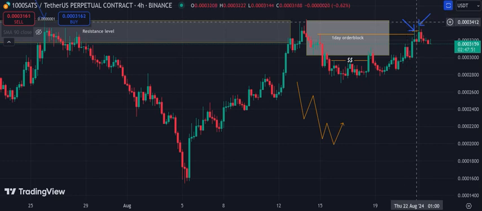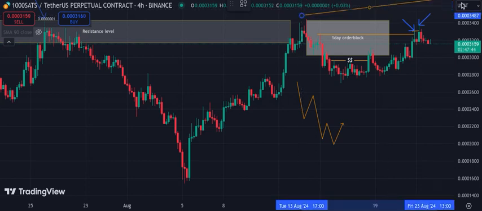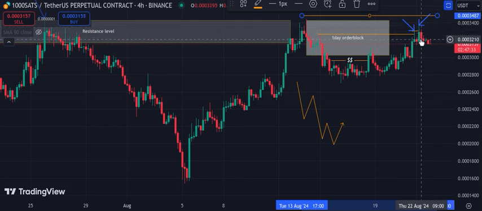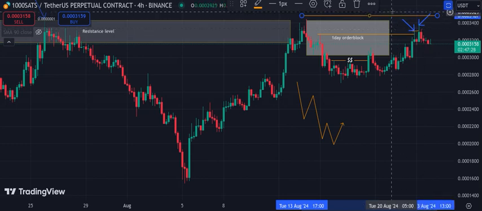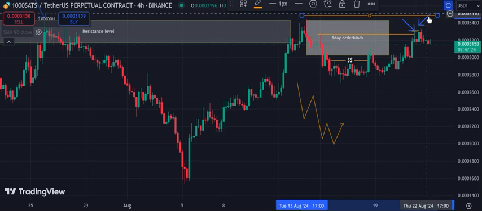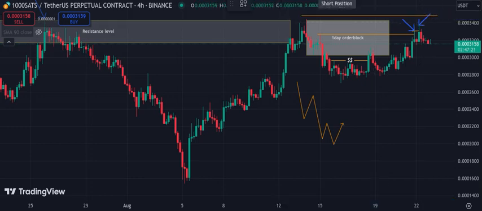So if you're entering this trade from a 4 hours time frame, probably your stop loss should be above this high. A safer stop loss should be above that high. So I've seen it from a 4 hours time frame, and if your stop loss is above that high, probably something like this should be your entry.